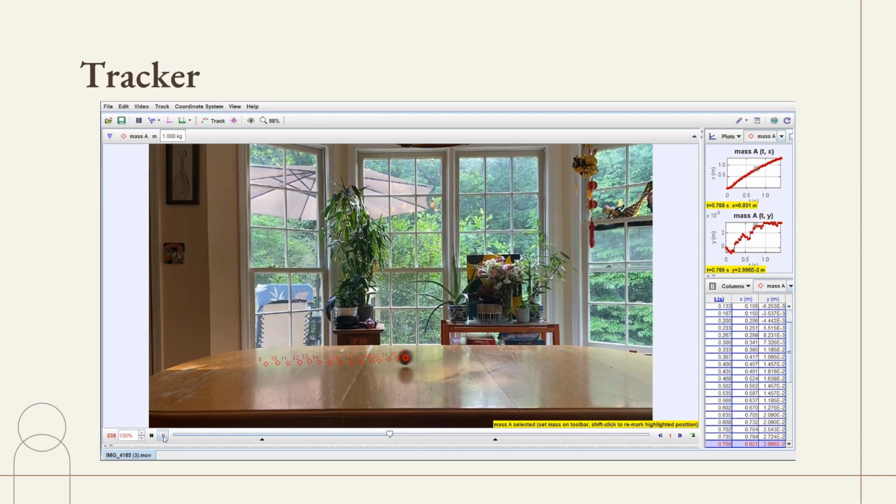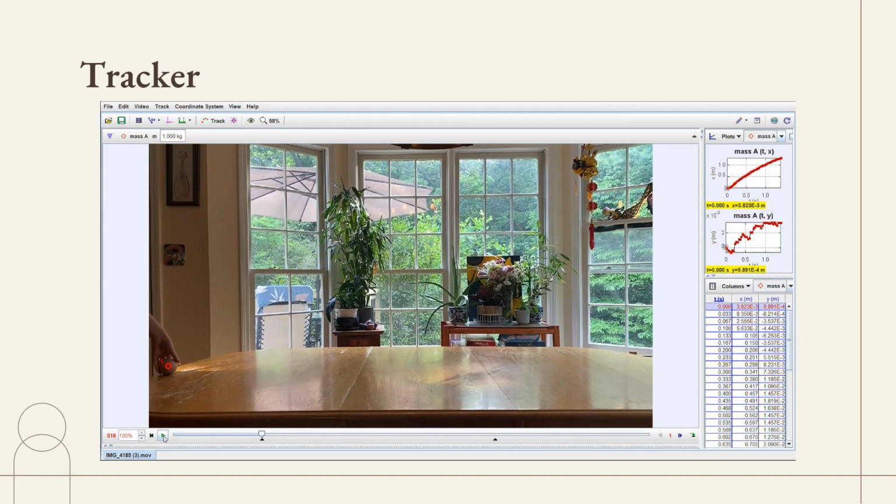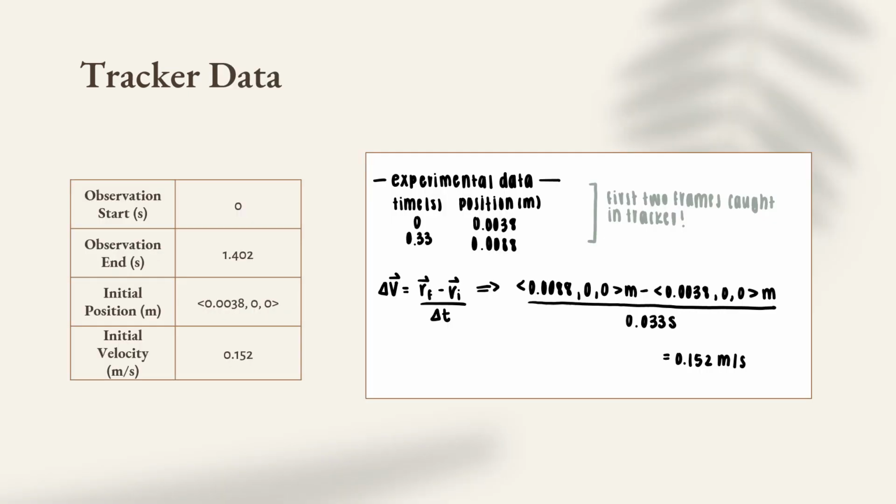This video shows how I tracked my motion. On the right, you can see the graphs, and you can also see all the data points, which were chosen by the center of the ball. For our computational model, we needed information from our tracker data, including the observation start time, end time, initial position, and velocity. Within our first two frames, to calculate our velocity, we subtracted the initial position from the final position and divided by time to get 0.152 meters per second.